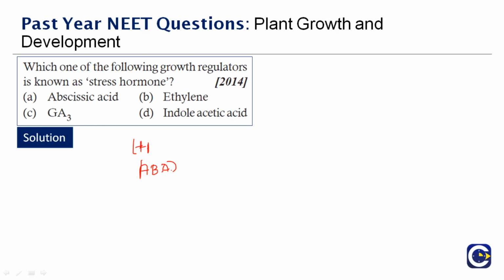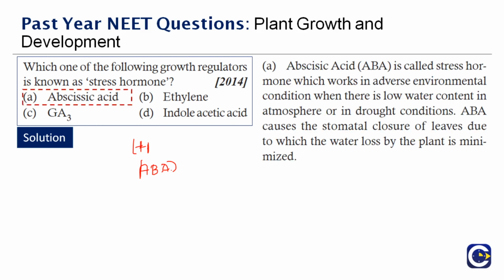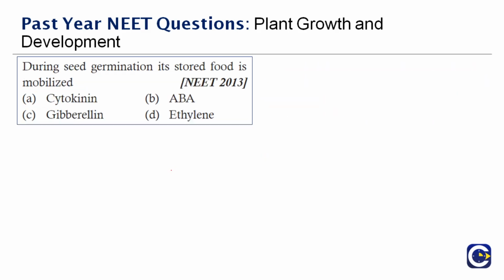Okay, when there is low water content in the atmosphere, or sometimes even in drought conditions, this acid causes stomatal closure of the leaves, due to which water loss can be prevented. Therefore, the correct answer to this question is option A. Easy question, right? Next question here.